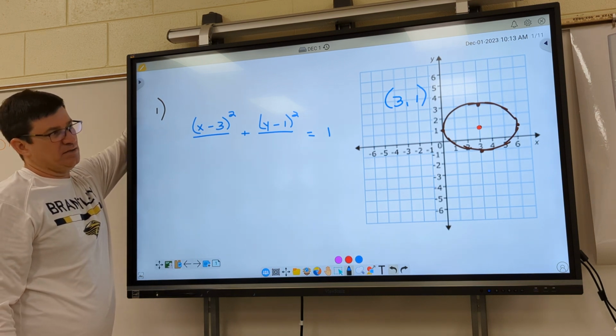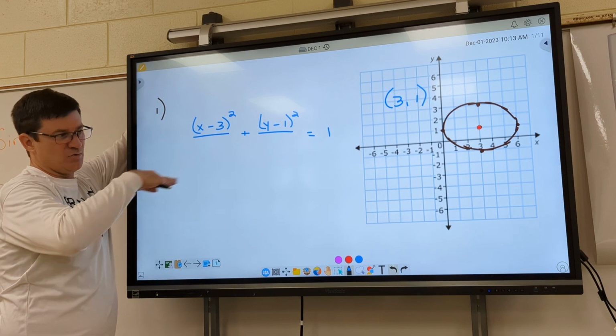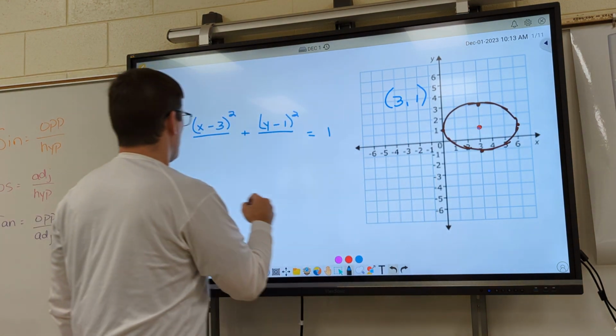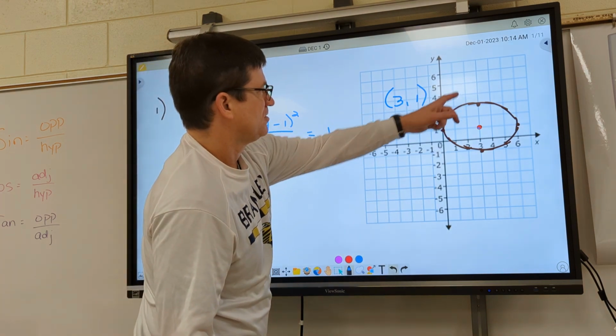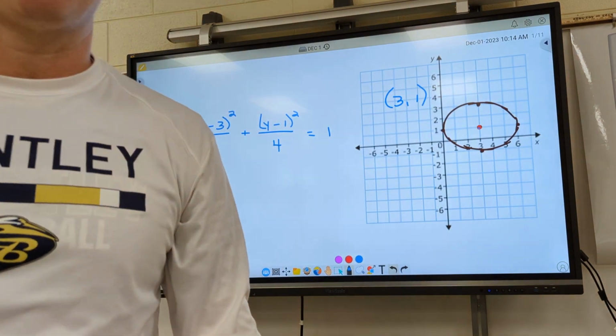So Samar, look at your x-axis going this way. What's the radius going this way? How far from the center? 3. Good. So 3 squared is 9 on the bottom. All right, how about the y-axis? 2 squared is 4 on the bottom. That's all you got to do on 1 and 2, guys.